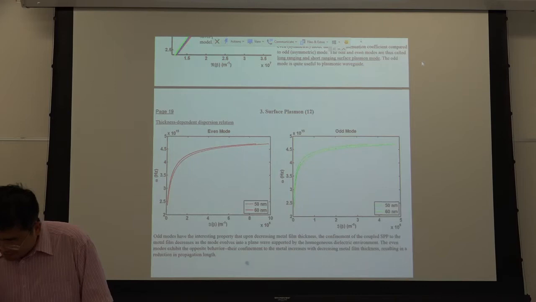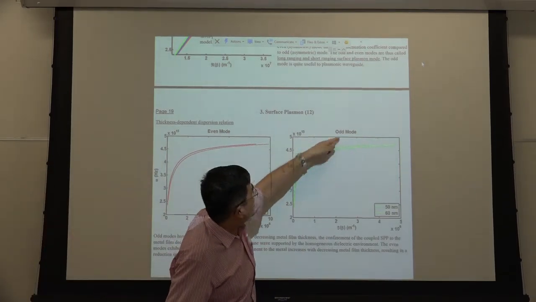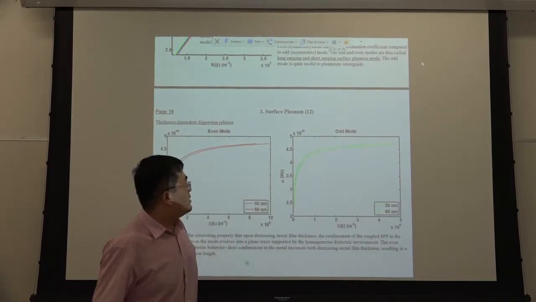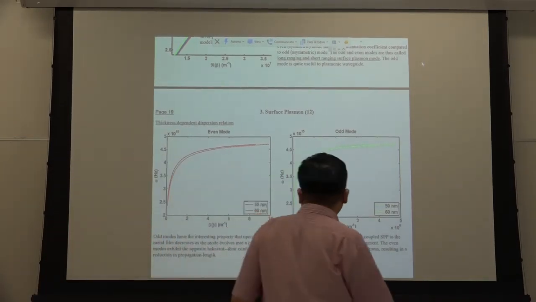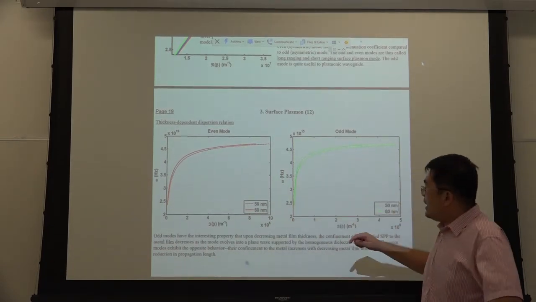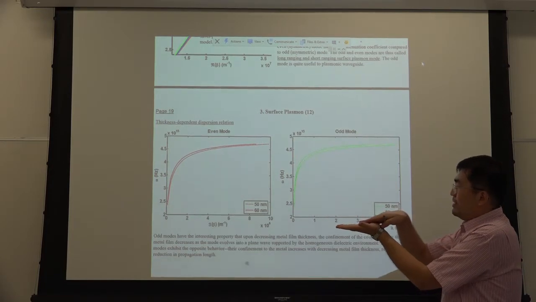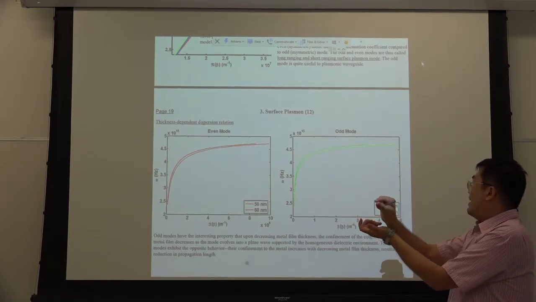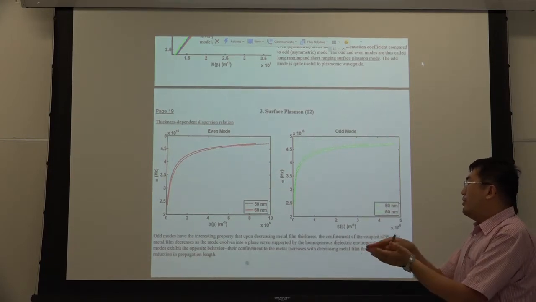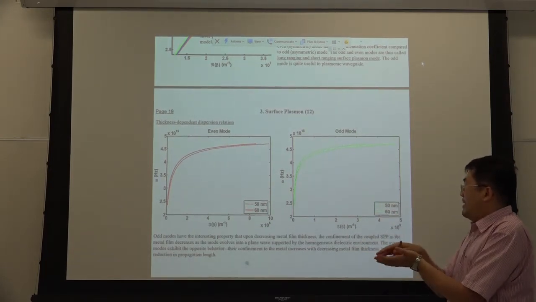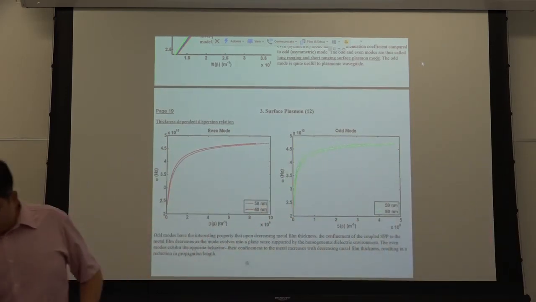Okay. So you can see this is a dashed line. Not clear. This is solid line. You can see. Okay. So this is a very interesting thing. Physically, for the even mode, when you decrease the metal film thickness, the even mode will confine to this metal layer, increasing the confinement. But the odd mode, they do not confine in the metal layer, but become a propagating wave.